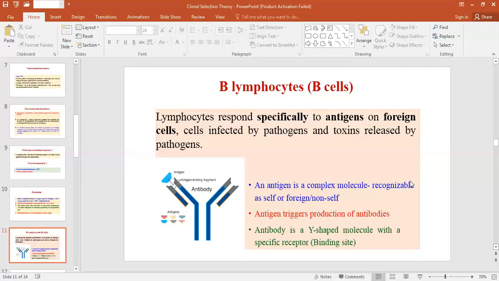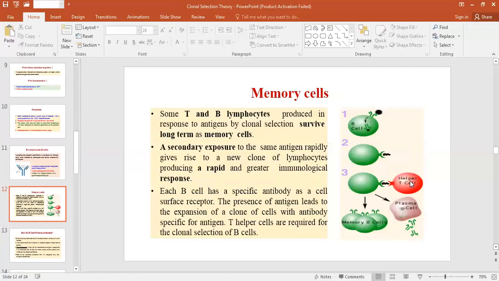So they trigger production of antibody. Antibodies are Y-shaped, and they have a specific receptor binding site. The second type of B cell is the memory B cell. Although we have two types of memory cell, T and B, both are produced in response to antigens by clonal selection and survive long term as memory cells. A secondary exposure to the same antigen rapidly gives rise to a new clone of lymphocytes, producing, as you can see here, a rapid and greater immunological response.